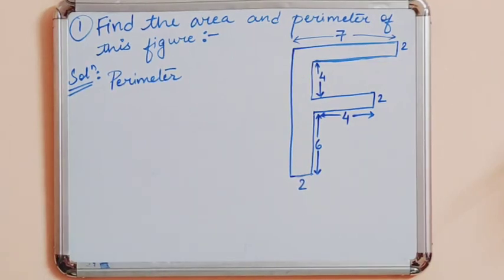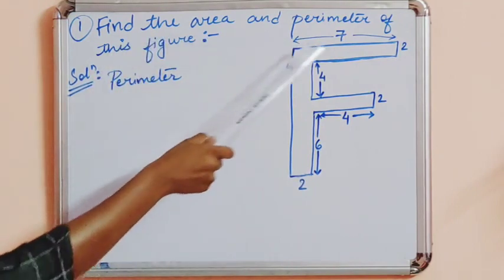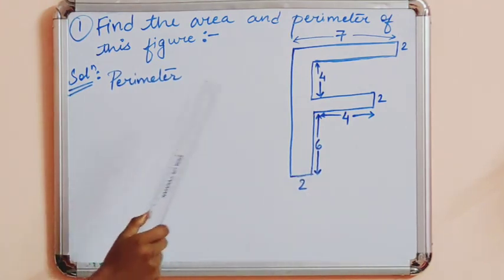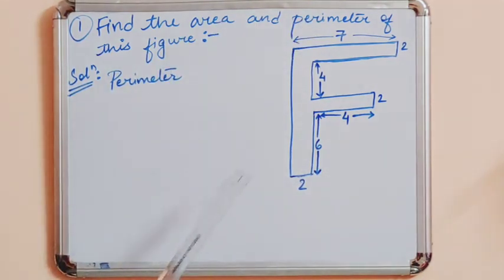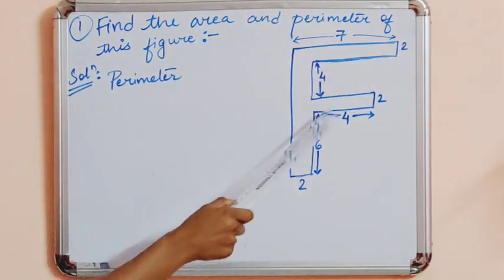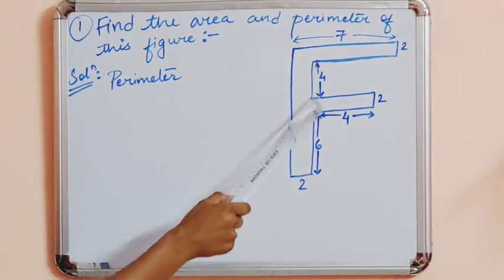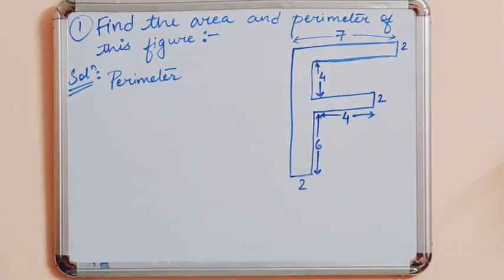So let us proceed with this question. Find the area and perimeter of this figure. Now in order to calculate area and perimeter, what do we have to do? See, for perimeter the first step is the addition of all the boundaries. So we need to see if all the values of all the sides are given or not.